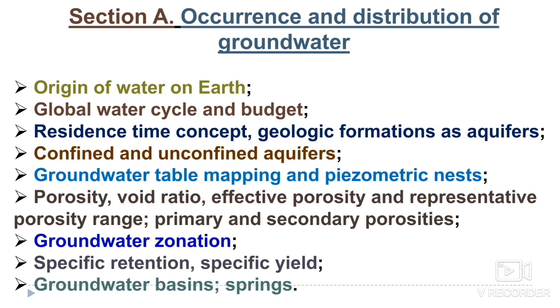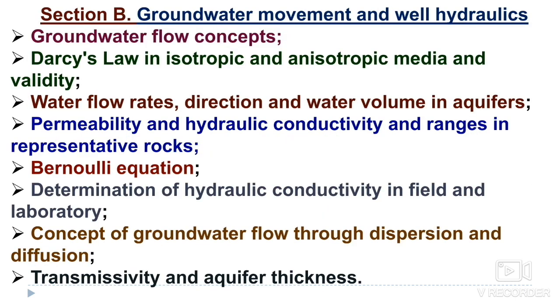You can consult any standard book and you will get all the questions. Or if you are not getting a particular question, you can just check it on the internet, from where you can get the material. And Section B deals with groundwater movement and well hydraulics, in which you have to study thoroughly the groundwater flow concept, Darcy's law, isotropic and anisotropic medium, and its validity. That is a very important topic. I think you will get one question from this area.